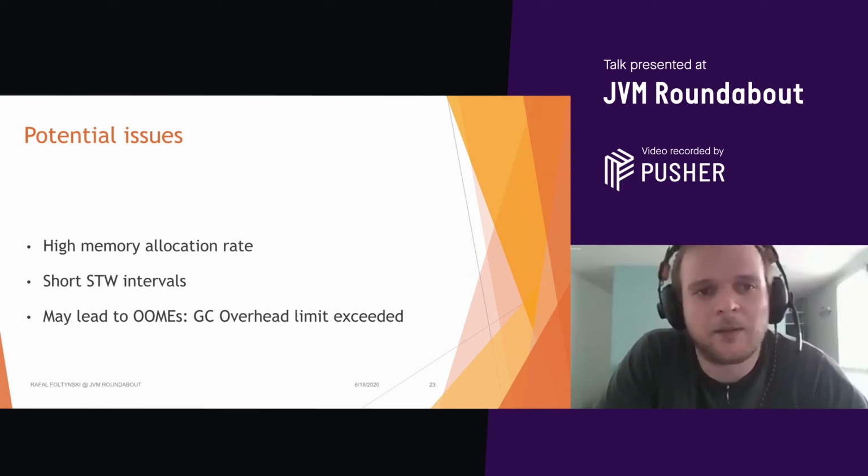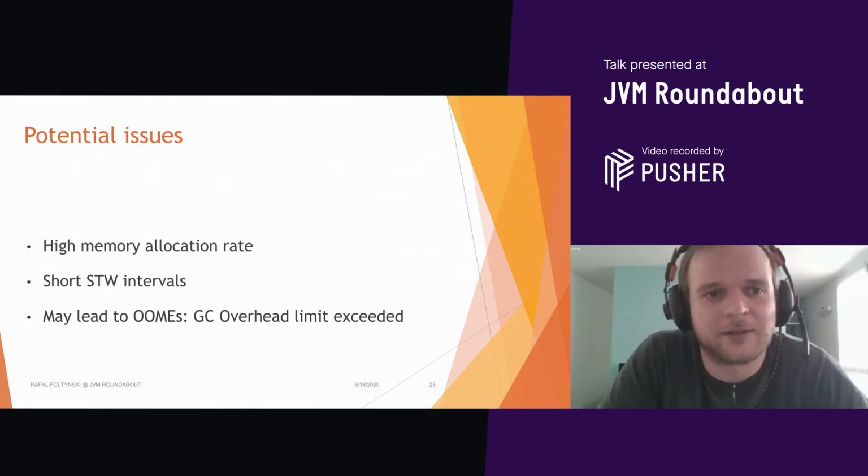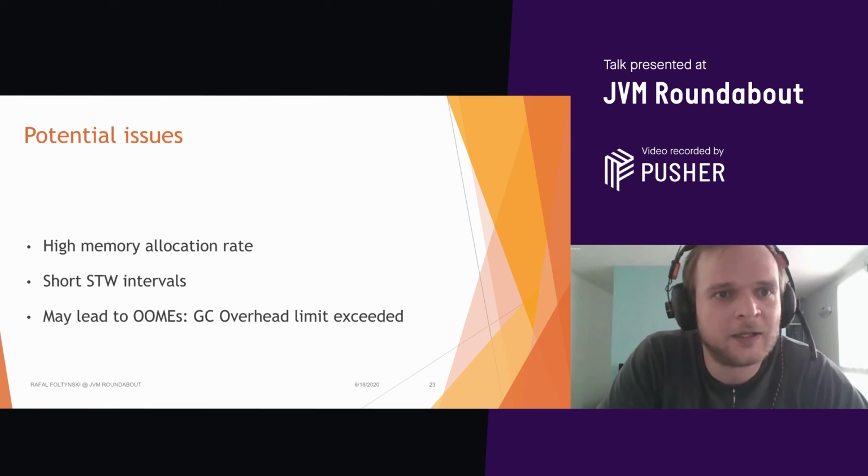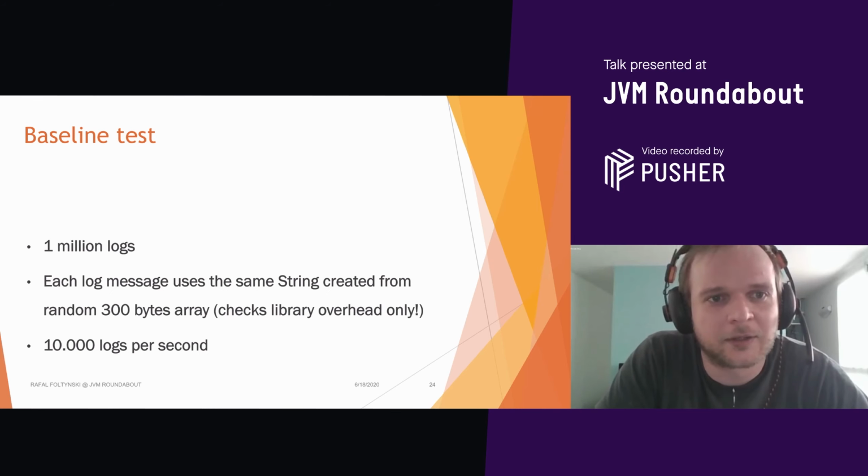Potential issues with that: the high memory allocation rate is obvious, but then the stop the world intervals start to kick in, and this is the moment where in profilers you're going to notice that your application is constantly doing some GC activity. Your CPU usage goes higher, and if you're spending your CPU on garbage collection, you're not doing business.